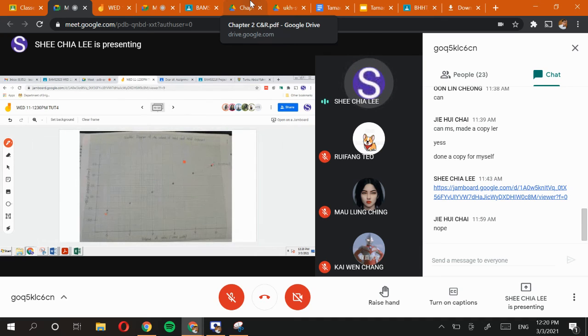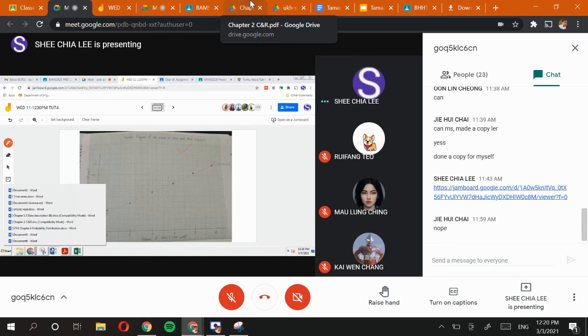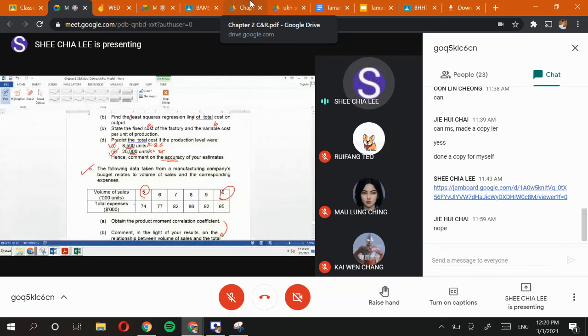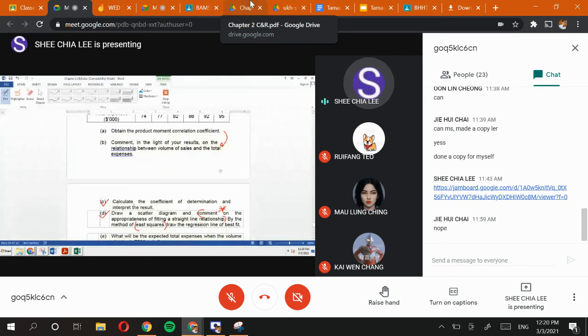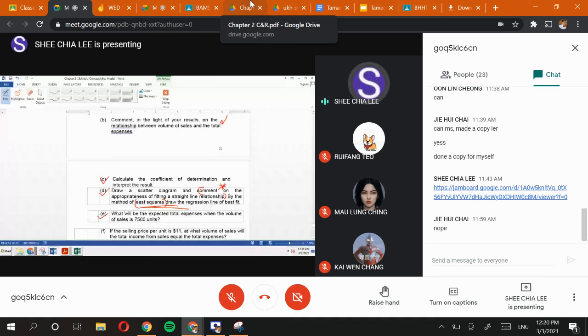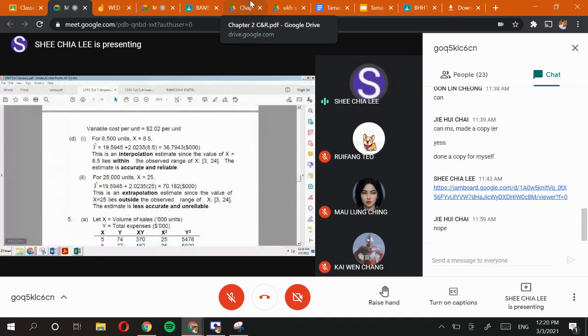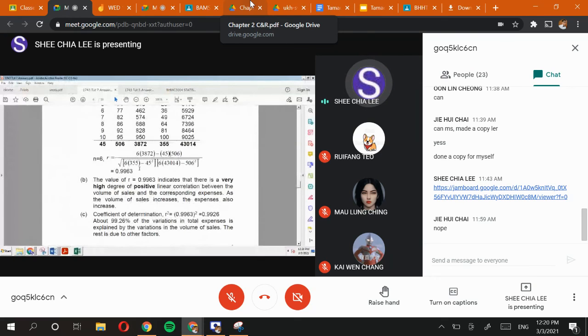So one more thing that you miss out in this one is when they ask you about the appropriateness, remember? Now the question asks whether it is appropriate. Comment on the appropriateness of fitting a straight line relationship. For this one, you can write like this. This one I think no issue. You can just refer to the answer.